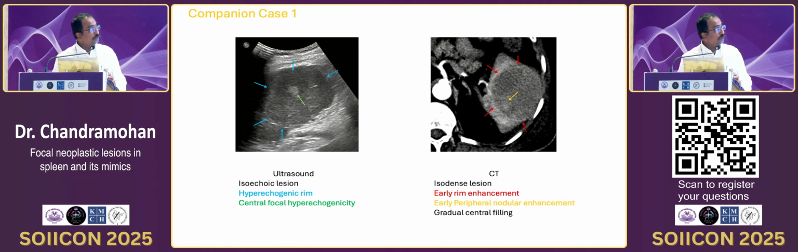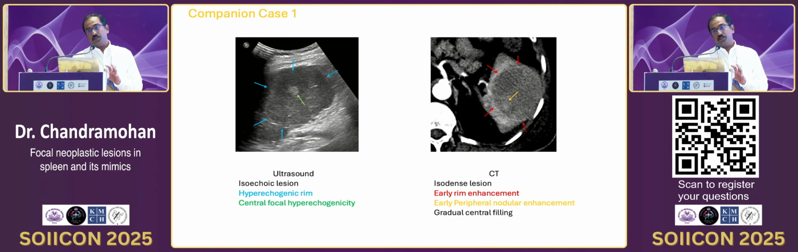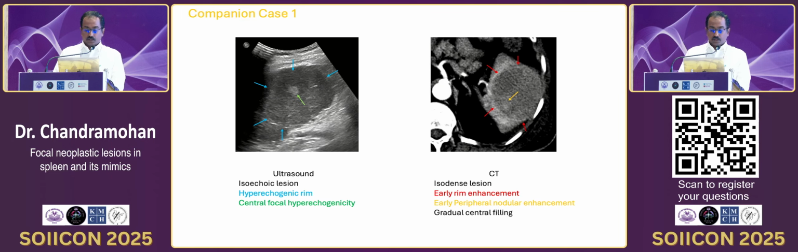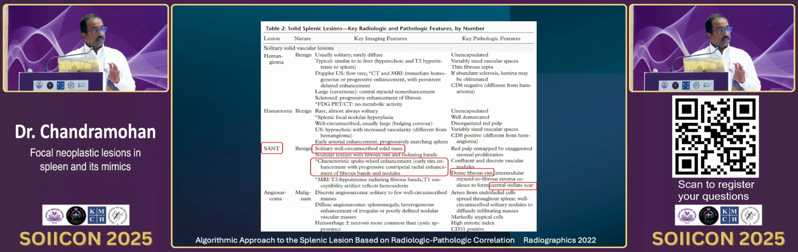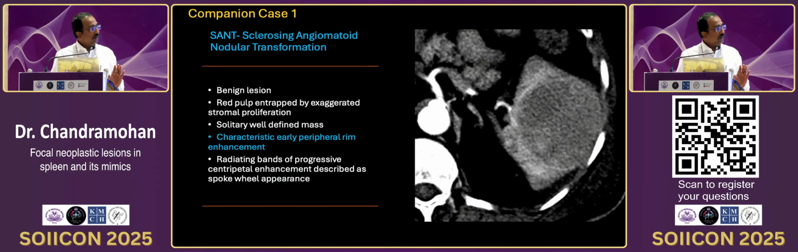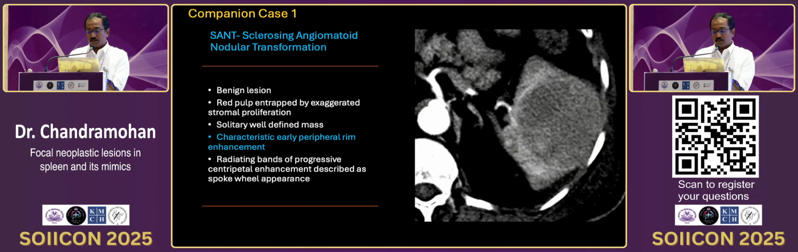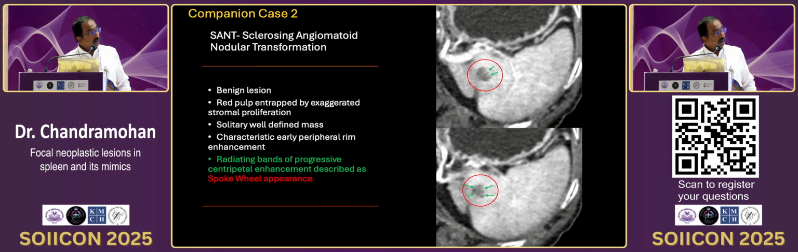Now an ultrasound also showed a central hyperechogenicity within the lesion, which can be a central stellate scar. In SANT, there is another characteristic feature called early capsular enhancement. Whenever there is early capsular enhancement, it is characteristic for SANT. This peripheral early rim enhancement in the arterial phase is characteristic for splenic angiomatoid nodular transformation. Now this is another patient with hepatoma, incidentally found to have a small splenic lesion with a spoke wheel pattern of enhancement, that is characteristic for SANT.